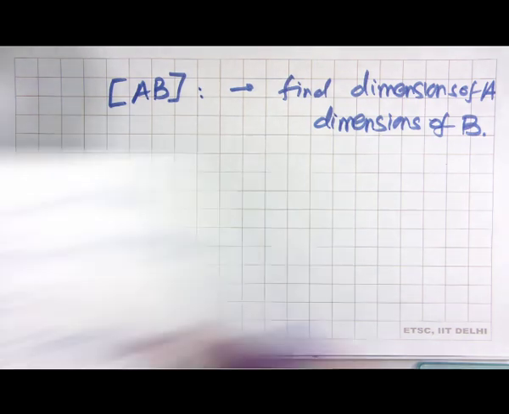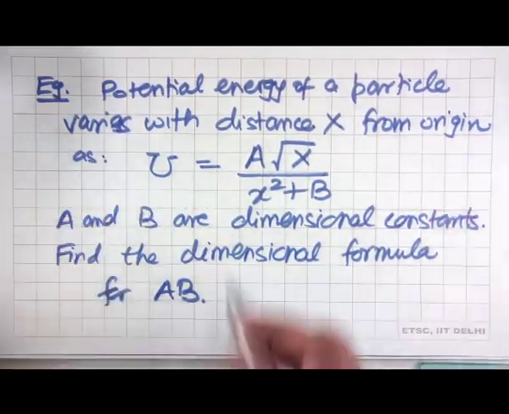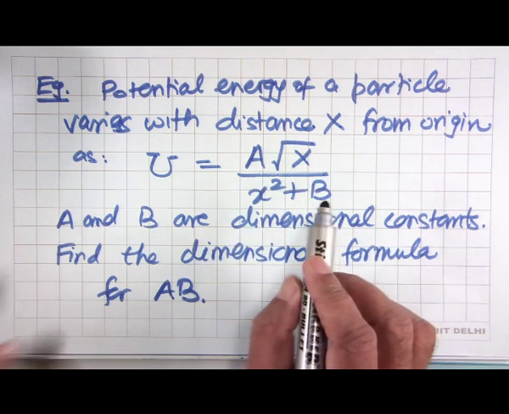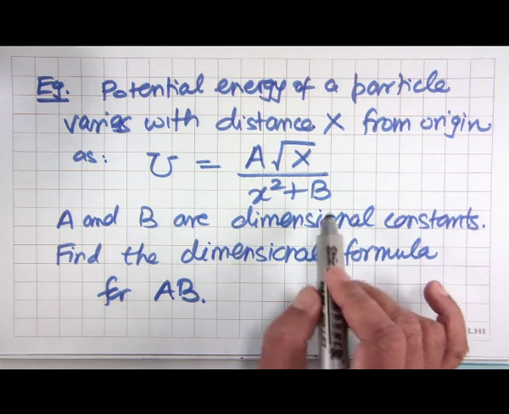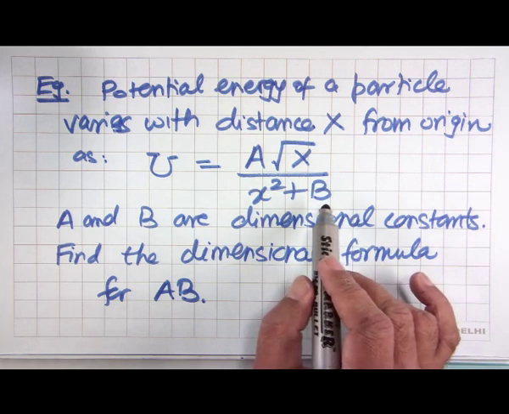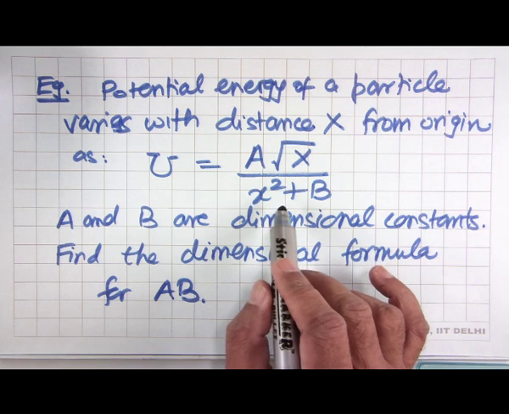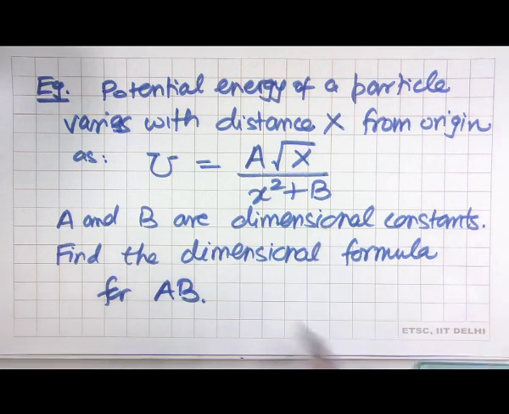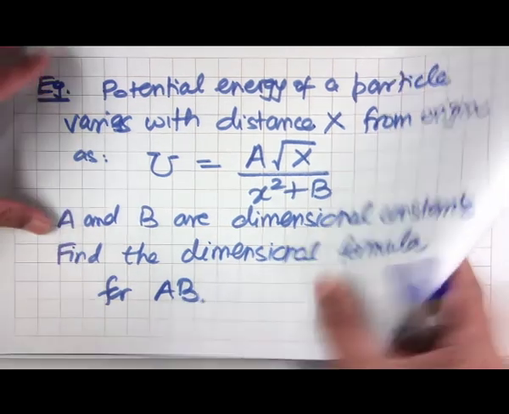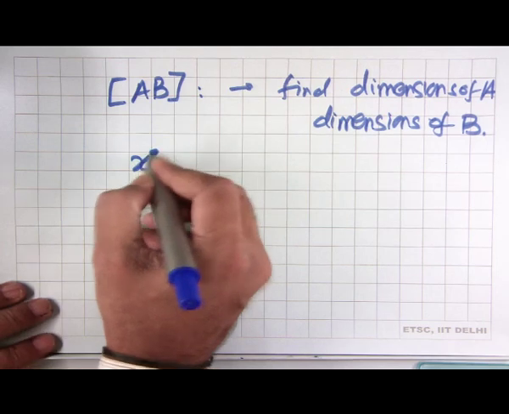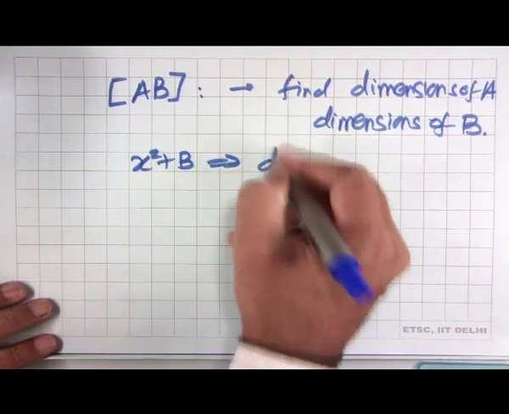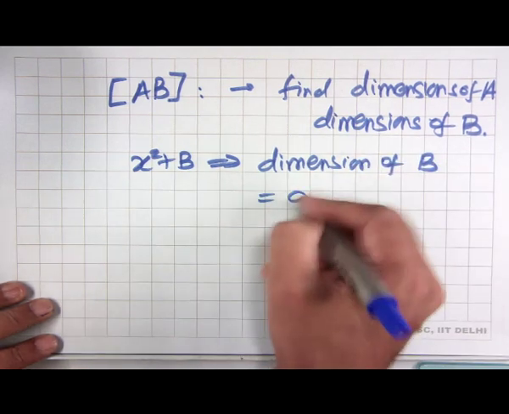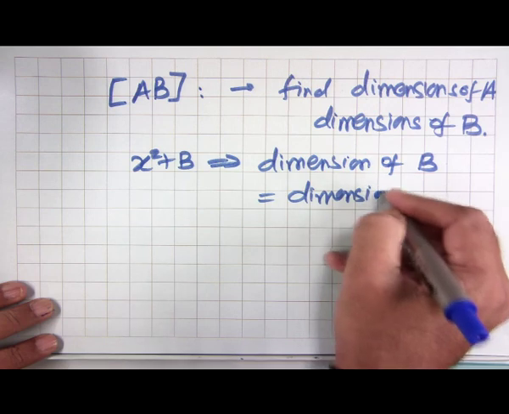So let us look at the original formula. Here we have u is equal to a root x by x square plus b. How do we find the dimensions of b first? We see b is added to x square. So if this formula which is given to us has to be correct, then the dimension of b has to be the same as the dimension of x square. Because we have x square plus b, this implies dimension of b is equal to dimension of x square.